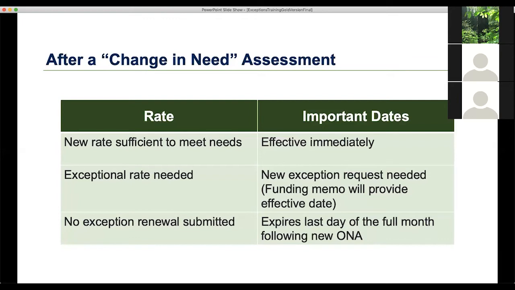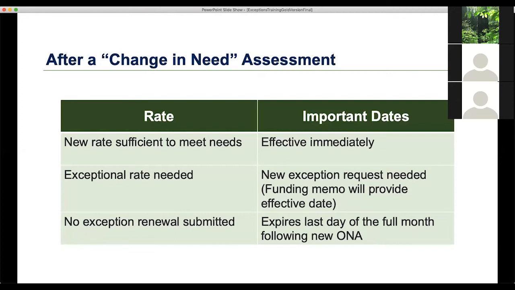And then, if no exception renewal is submitted, so let's say the rate does go down, minus the exception piece, that last day of the full month following is the last amount of exceptional funding that's in place. So if an exception is not submitted, then there is an automated component where that exception will expire. And we'll talk about this off and on. And like I said, there'll even be further communications from ODS to really help with what I call the dates and rates, to help us understand those timeframes and those timelines.